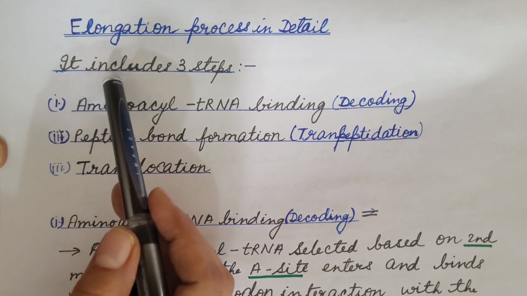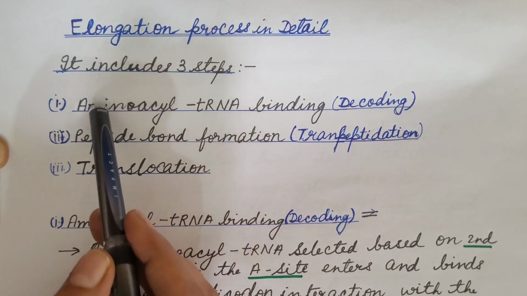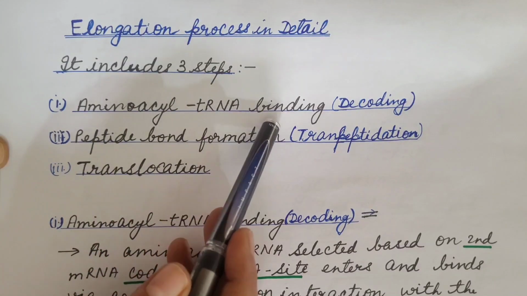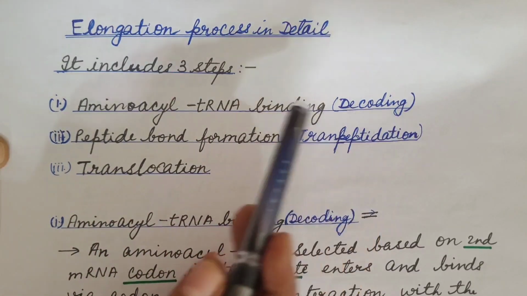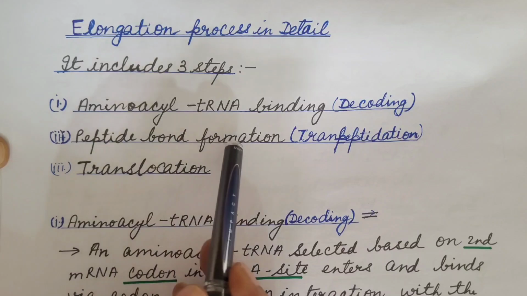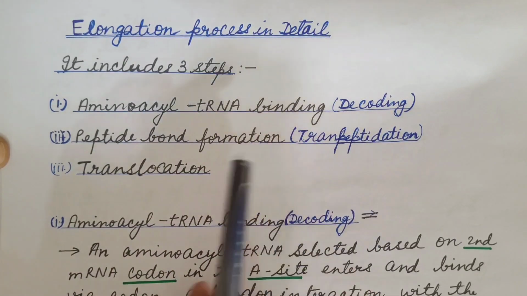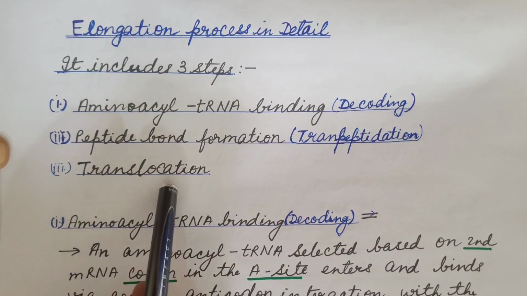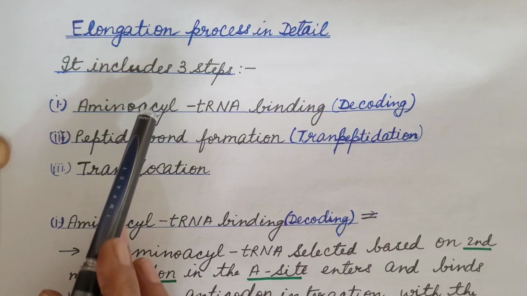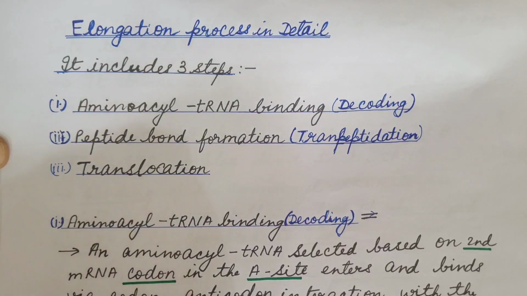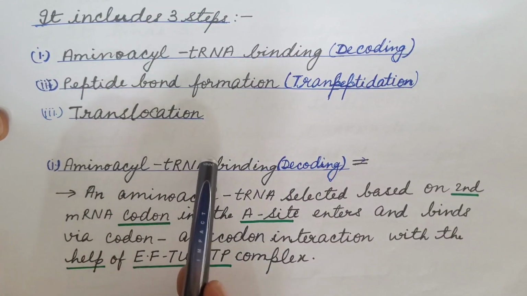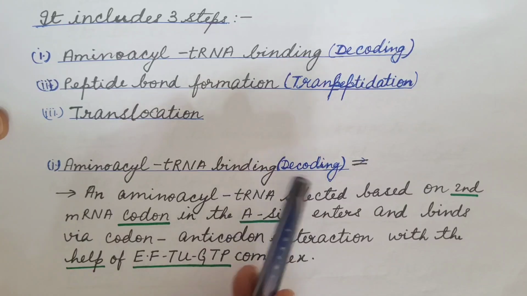This elongation process includes three steps. First is aminoacyl transfer RNA binding or decoding. Second is peptide bond formation or transpeptidation, and third is translocation. Now let us see these steps one by one. So first is aminoacyl transfer RNA binding or decoding.